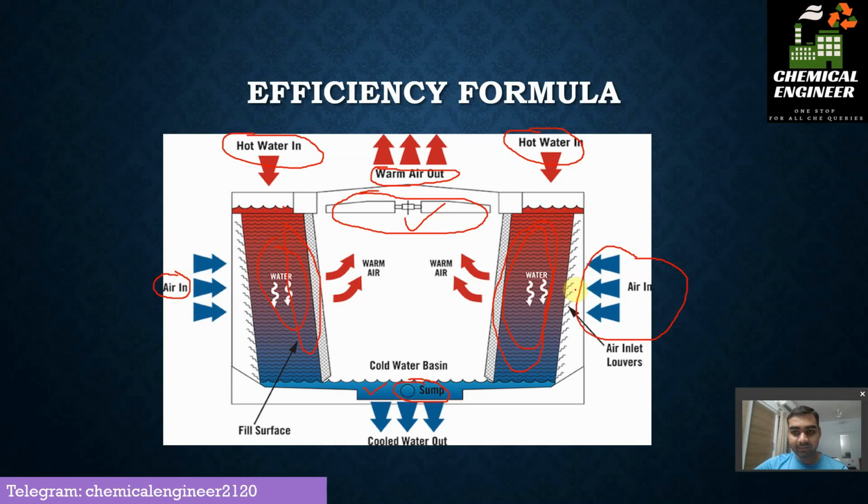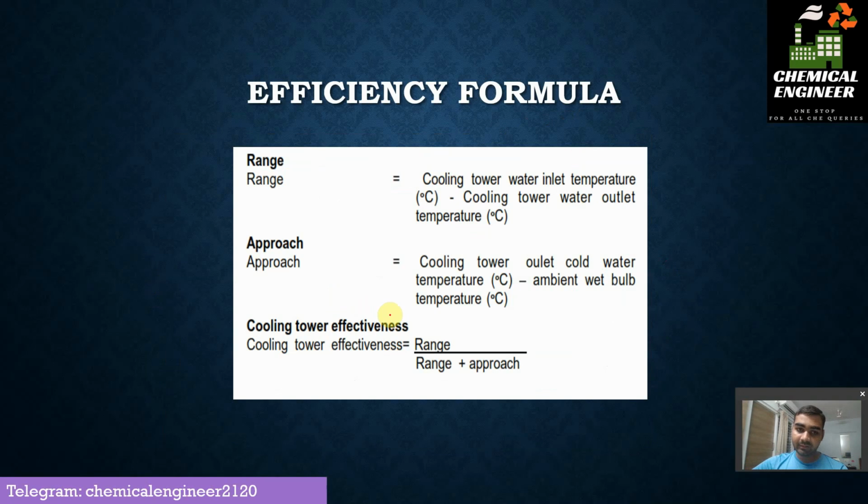The important parameter is air temperature, the second important parameter is hot water temperature, and the third is cold water temperature. Let us go directly to the formula and see what it actually shows. The effectiveness of a cooling tower is calculated as range divided by, in brackets, range plus approach. So range divided by range plus approach. By this we will calculate cooling tower effectiveness.